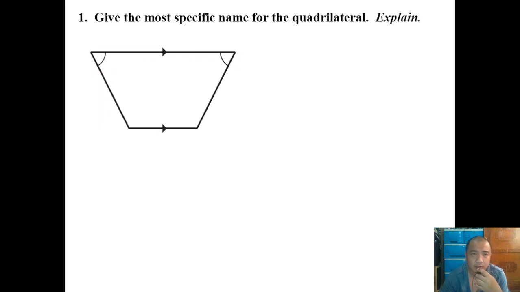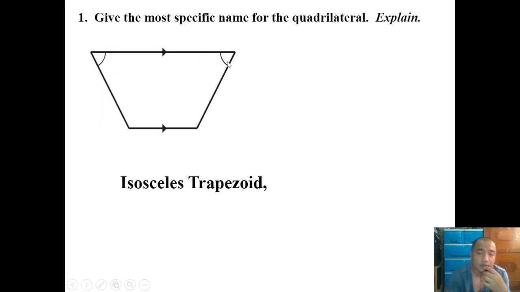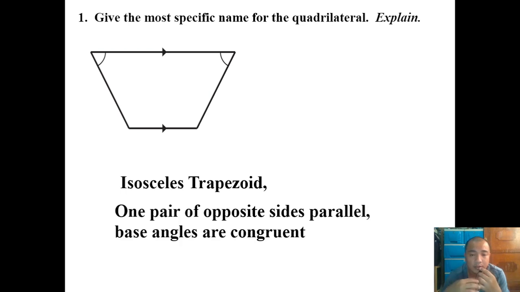How about this? Give the most specific name for this quadrilateral. It is what we call an isosceles trapezoid. As you can see, the base angles are congruent, therefore the legs also are congruent. If the legs are congruent, it's what we call an isosceles trapezoid. One pair of opposite sides parallel, base angles are congruent.